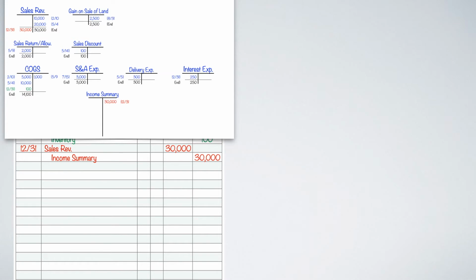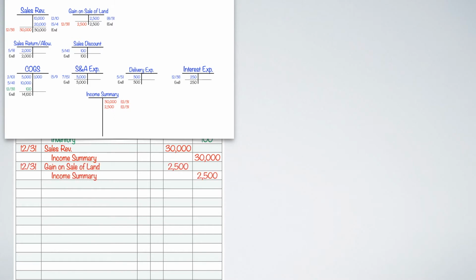All right, let's look at gain on the sale of land. Same thing, we have a credit of $2,500. So in order to get rid of it, we need to debit $2,500. That cancels that out. And if we debit gain on sale of land for $2,500, then we need to credit income summary for the same amount. So again, debit gain on the sale of land, credit income summary for $2,500.